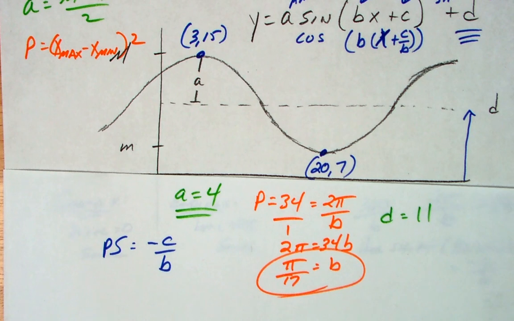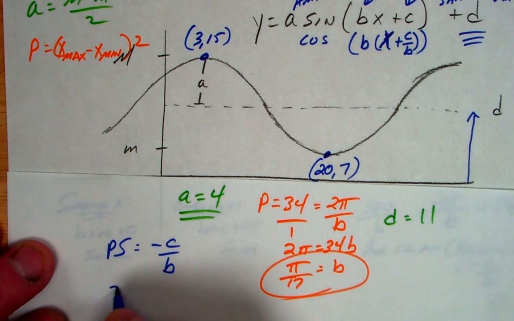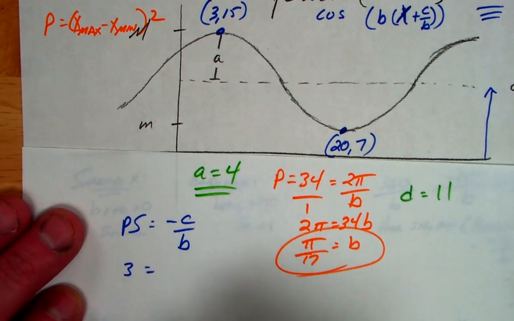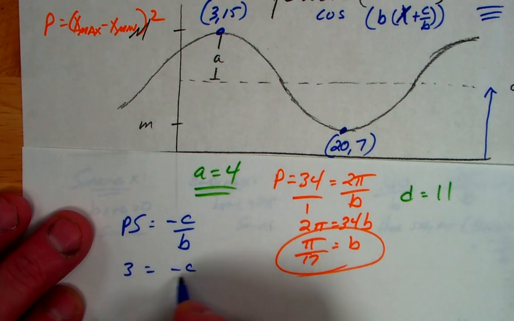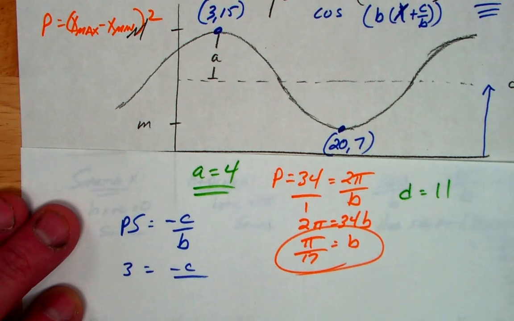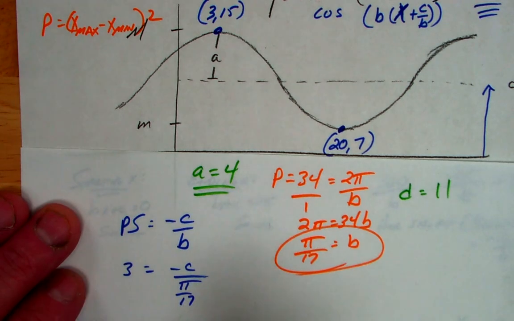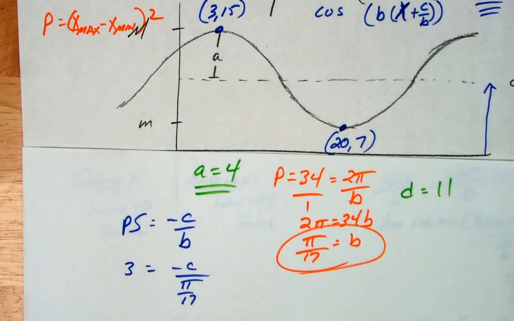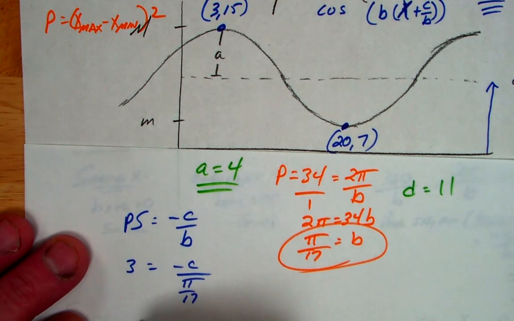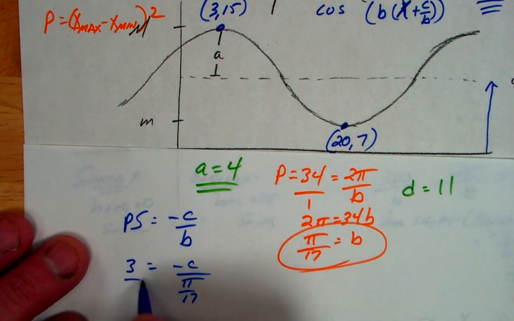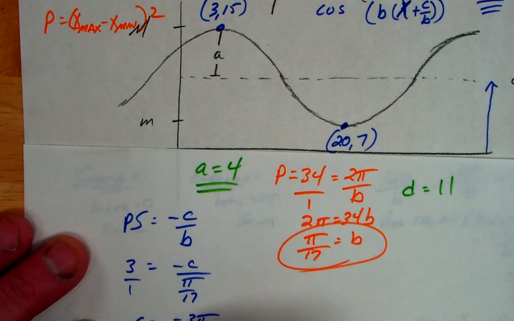So 3 equals negative C, which I don't know what C is, but I know that my B is pi over 17. Yep, cross multiply, and we get negative 3 pi over 17.